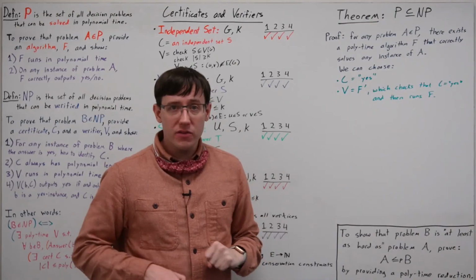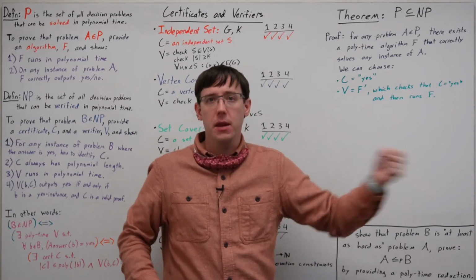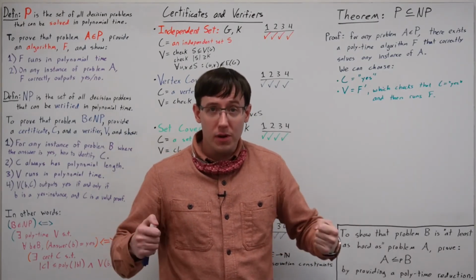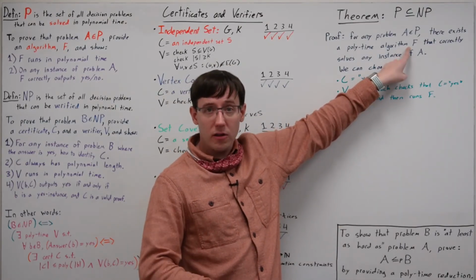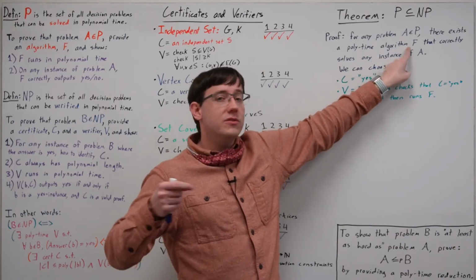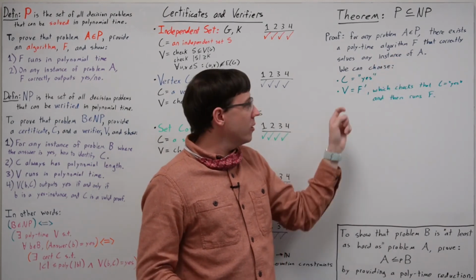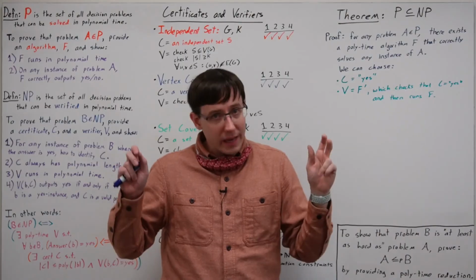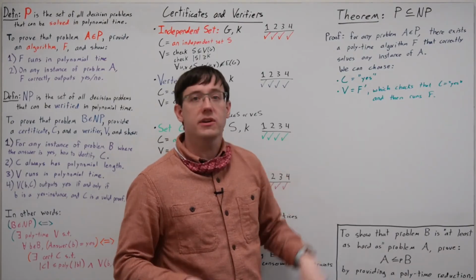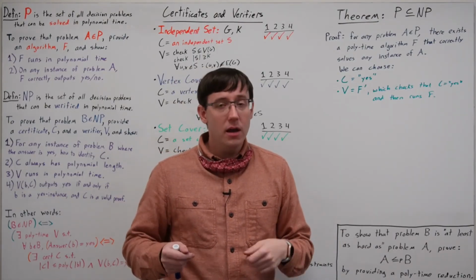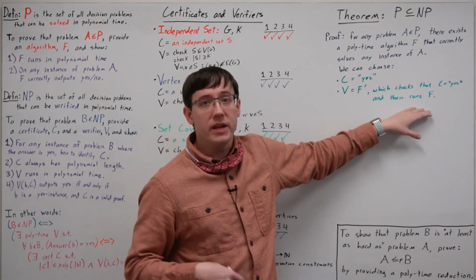To prove that P is a subset of NP, we need to show that any problem in P is also in NP. But if we have a problem that belongs to the set P, then we know there is a polynomial time algorithm that solves it, and we can use that polynomial time algorithm to build a verifier. Specifically, our certificate can just be the word yes, and our verifier algorithm can simply check that the certificate is the word yes, and then run the algorithm that solves the problem on whatever problem instance we were given.